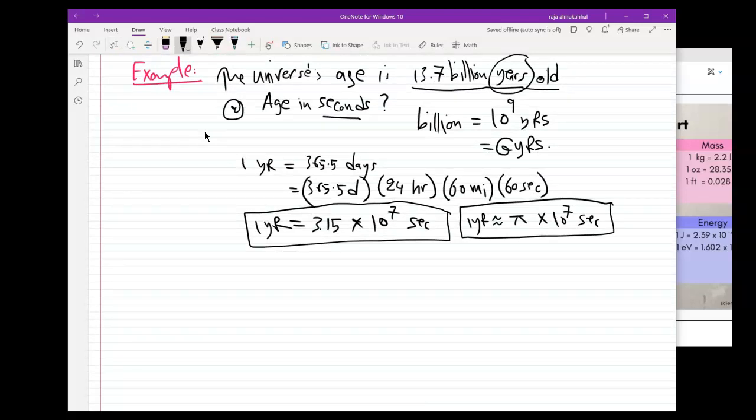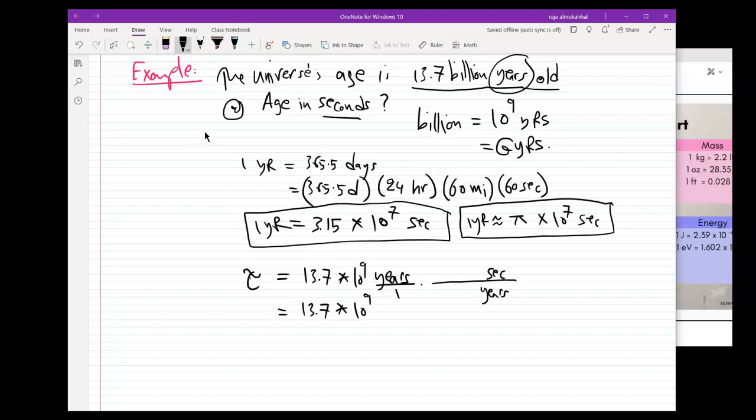Well, he said the age of the universe. Let me call the age of the universe tau. Let's just give it some symbol, the Greek letter tau for time. And so that means it's 13.7 times 10 to the 9 years. That's the age of the universe, giga years, if you will. I'm sorry, I should put this over 1. So I need to convert years into seconds.